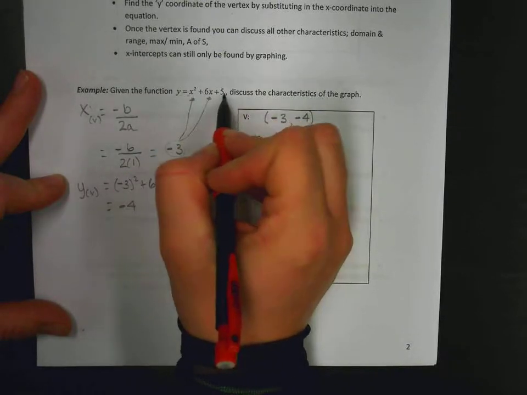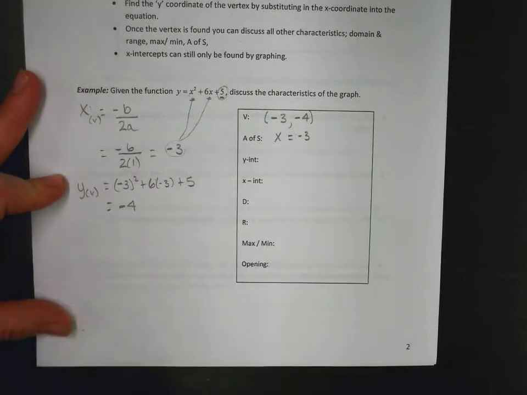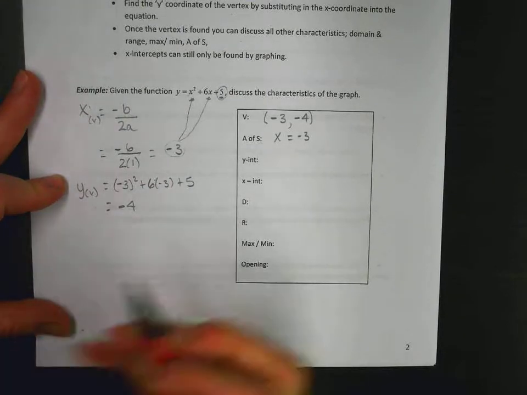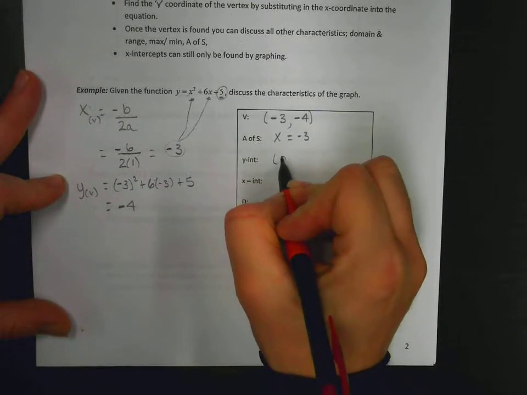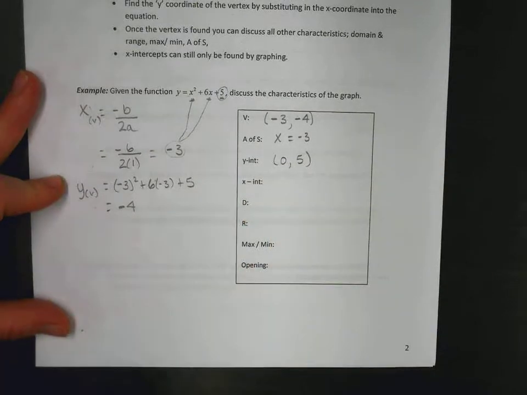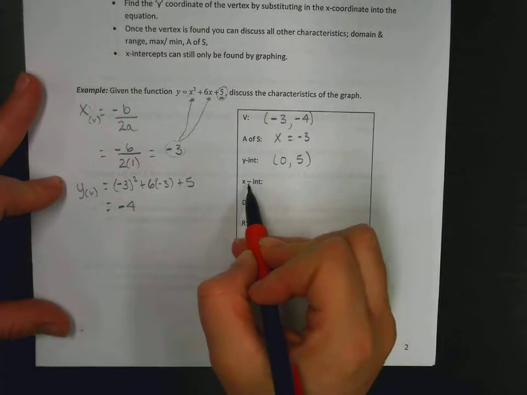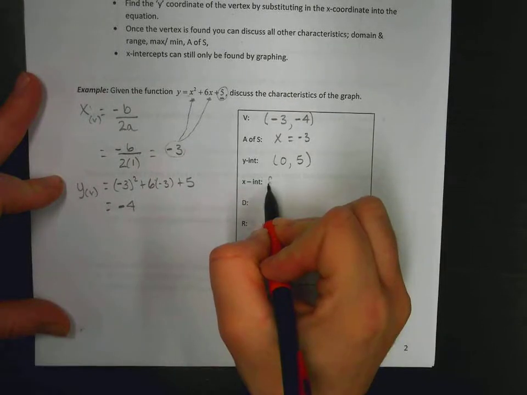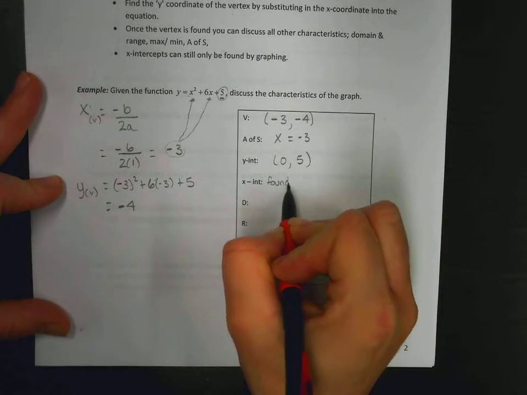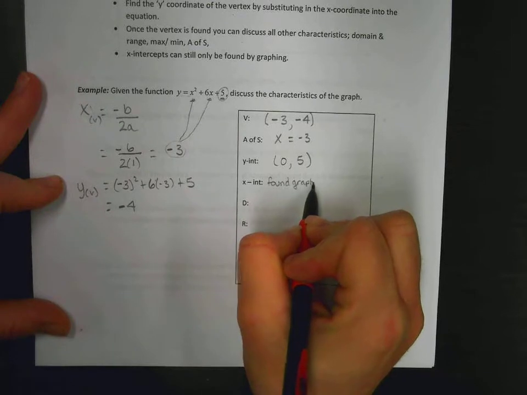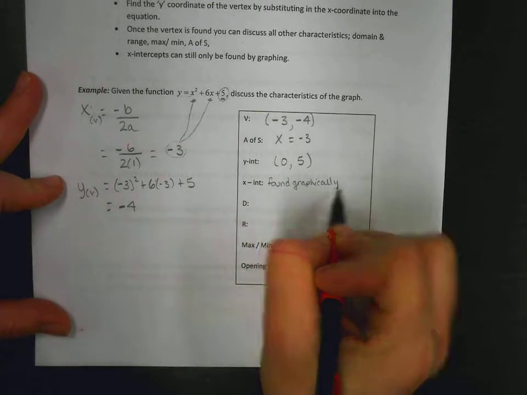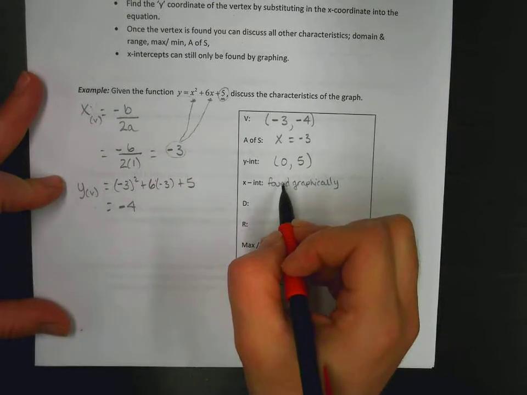Our x-intercepts are still found graphically. I showed you how to do that in the last lesson. So when we find this graphically, our x-intercepts would be (negative 1, 0) and (negative 5, 0). The domain of our function is always x belongs to the real numbers.